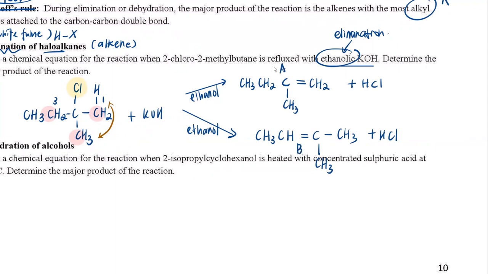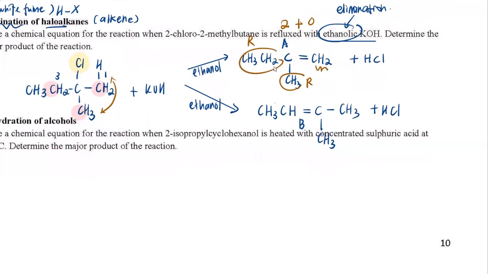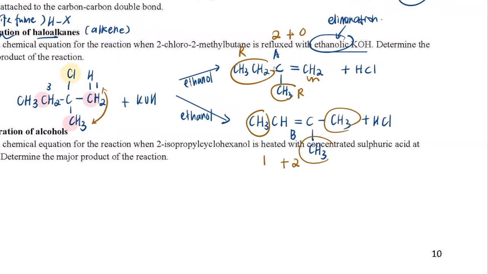So based on the R group, you have to determine the R group. Here is one R group, here is one R group. This one you see is CH2, and CH2 is not enough as an R group. So probably we have 2 plus 0: 2 R groups on the left hand side and 0 R groups on the right hand side. Whereas for B, we have 1 R group on the left hand side and 2 R groups on the right hand side. So when we add up all the R groups, this one is 2 R groups, this one is 3 R groups.